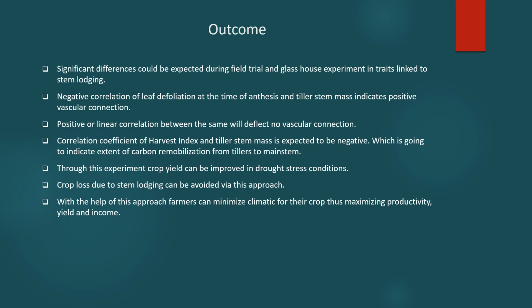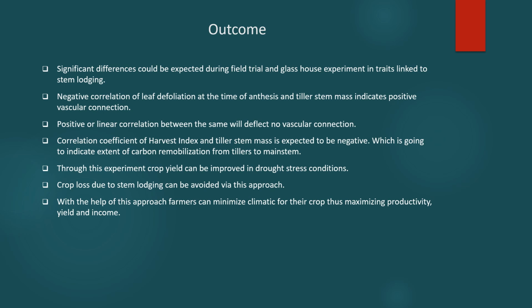Outcome of this experiment. The effect of both treatments will be significant for all the traits, and there will be considerable variation in the extent of carbon remobilization, as a result of which the potential of main stem lodging resistance will vary among the treatments. When the coefficient of correlation is negative between leaf defoliation performed at the time of anthesis and the tiller stem mass, this indicates that there is a vascular connection between main stem and tillers. When the coefficient of correlation is positive between leaf defoliation performed at the time of anthesis and tiller stem mass, then this indicates that there is an absence of vascular connection between main stem and tillers.